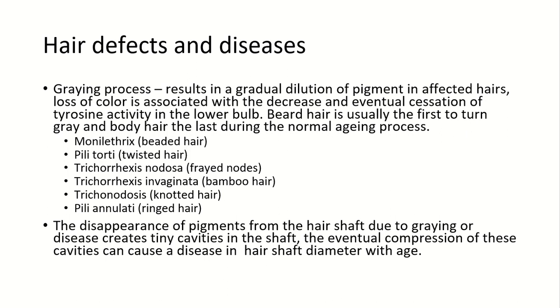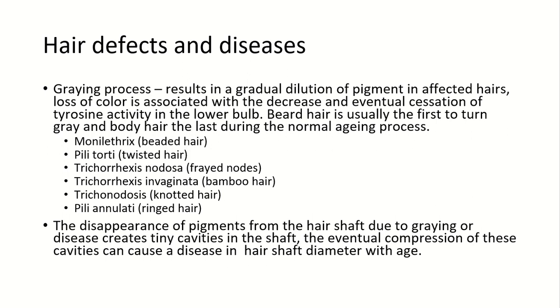The graying process is related to the tyrosinase activity in the lower bulb. Due to the cessation of tyrosinase activity, hair starts turning gray. Beard hair is the first to turn gray and body hair the last in the normal aging process.